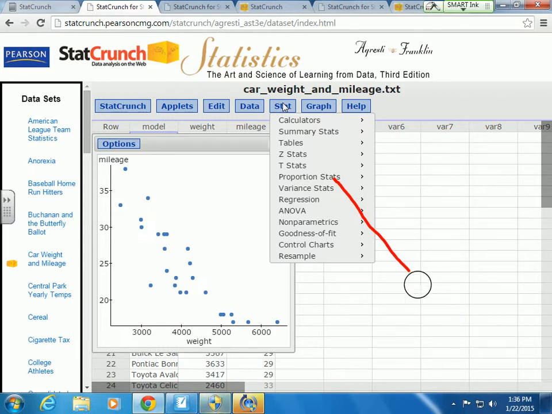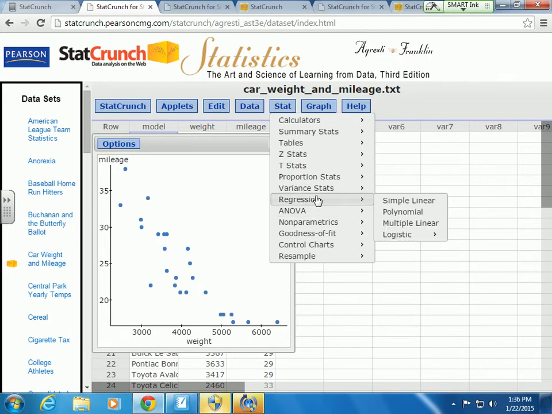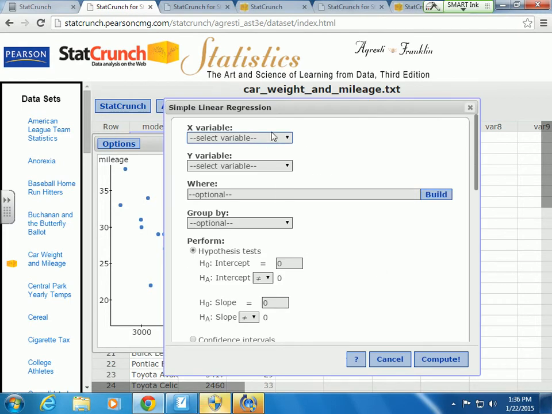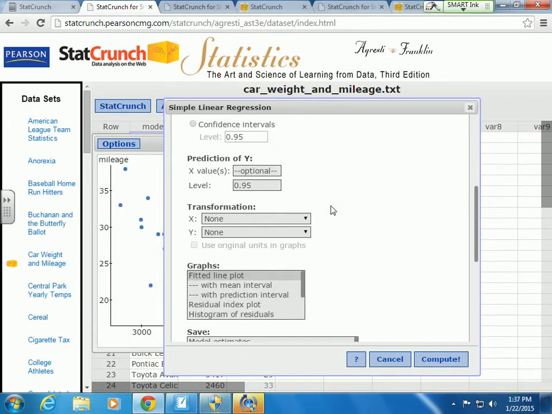and you can look through there and you can see that one of the options is Regression. Now it says that there's simple linear, polynomial, multiple linear or logistic. We are only going to be dealing with simple linear in this class. If we have time, I will do some multiple linear because that's what you're actually going to see in the real world more often. But we need to just understand how the simple linear works.